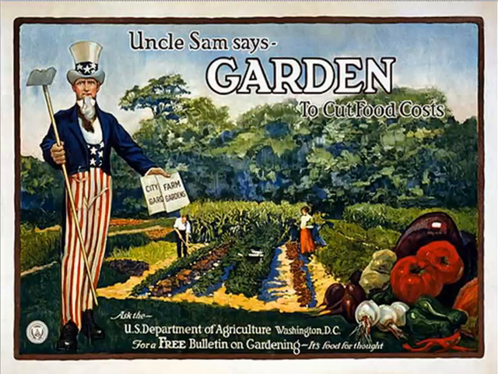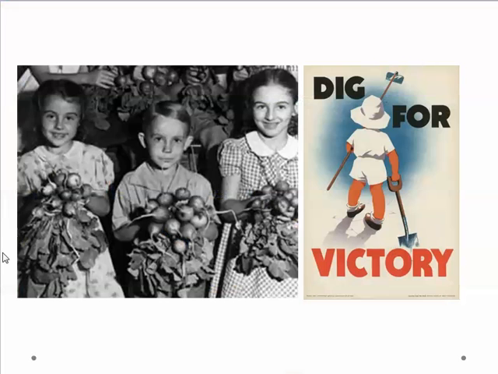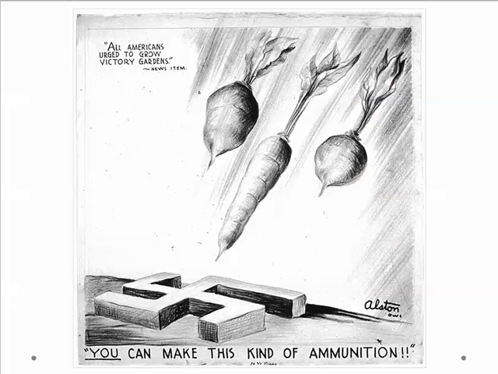Uncle Sam says garden to cut food cost. Here's the U.S. Department of Agriculture from Washington, D.C. about growing your own victory garden. Here's some kids growing their own garden. Here's a cartoon: you can make this kind of ammunition. In other words, conserve food, and we can beat the Nazis.